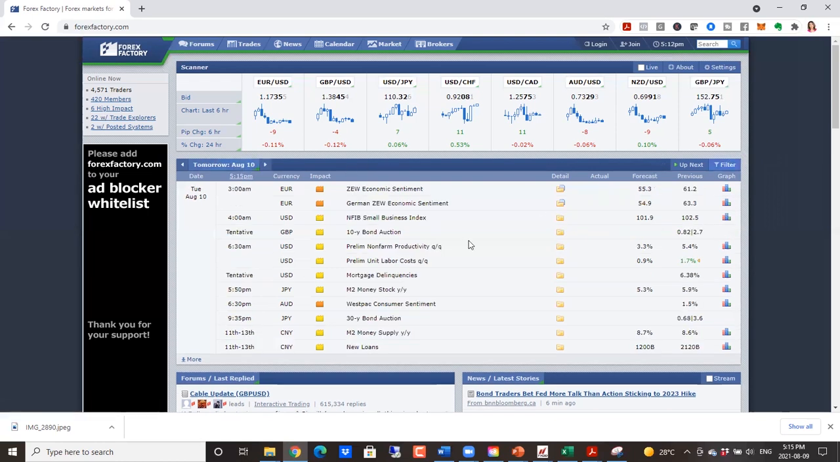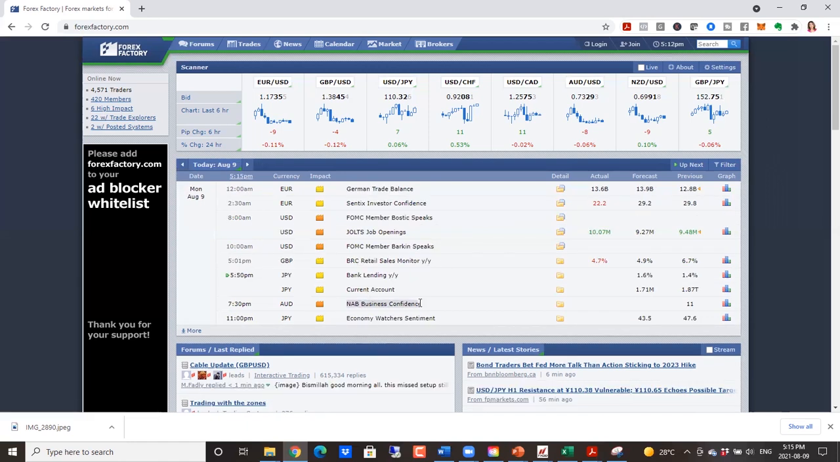Keeping that in mind, coming up before Tuesday, we have business confidence numbers for Australia. Australia is one of the countries that is back in lockdown, so if we see the numbers dropping, that will be a concern. If the business confidence numbers drop, we're likely to see the Australian dollar drop as a result.